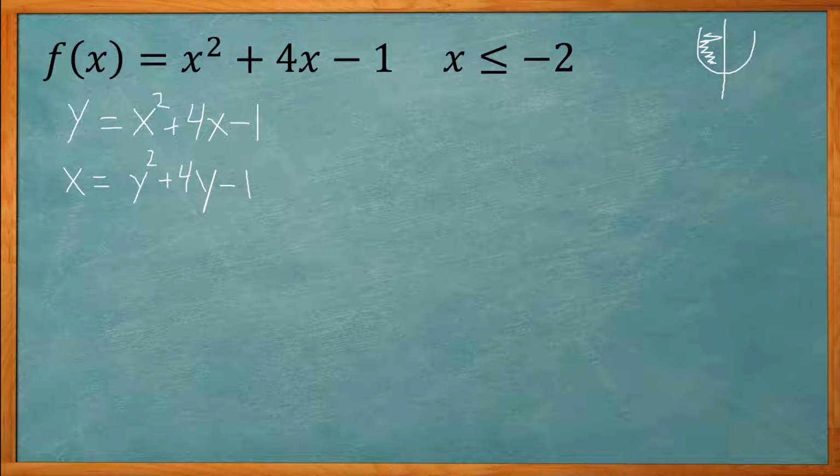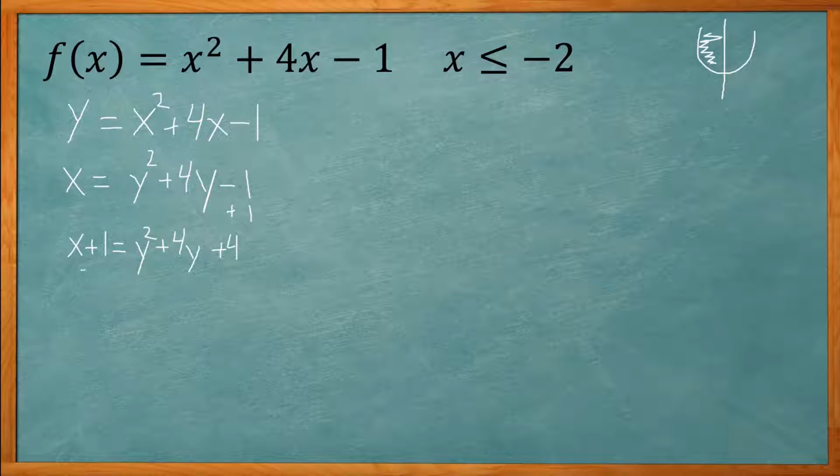Now I'm going to add 1 to both sides. So that gives me x plus 1 equals y squared plus 4y. When I have this, I want to do completing the square, which is to take the 4 divided by 2 and square it. So 4 divided by 2 is 2. 2 squared is 4. So I'm going to add 4 here.